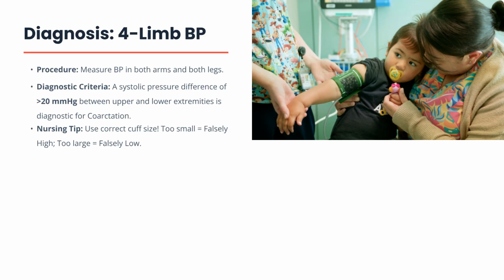Diagnosis involves measuring blood pressure in all 4 limbs. A systolic pressure difference greater than 20 millimeters of mercury between the upper and lower extremities is diagnostic for COA. Remember to use the correct cuff size for accurate readings.